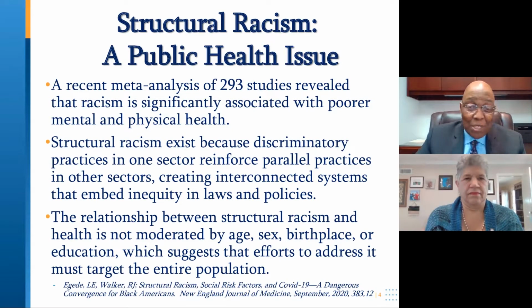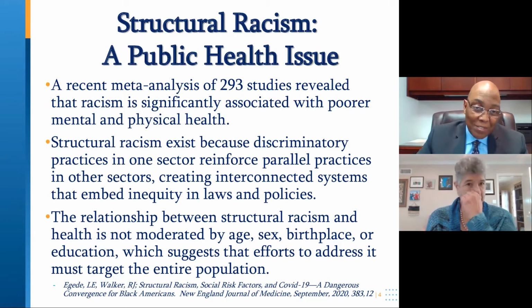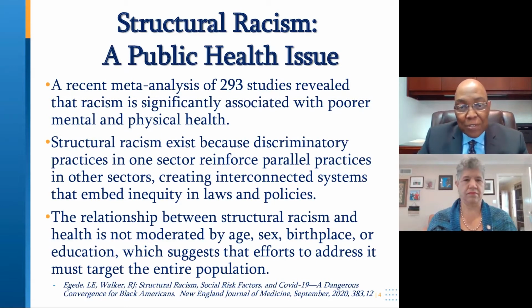So the question that we were asked to really focus on is: is structural racism a public health issue? And I believe it is. A recent meta-analysis of 293 studies revealed that racism is significantly associated with poor mental and physical health. Structural racism exists because discriminatory practices in one sector reinforce parallel practices in other sectors, creating interconnected systems that embed inequity in laws as well as in policies. So the relationship between structural racism and health is not moderated by age, sex, birthplace, or education, which suggests that efforts to fix it are going to have to be looking at the entire population.